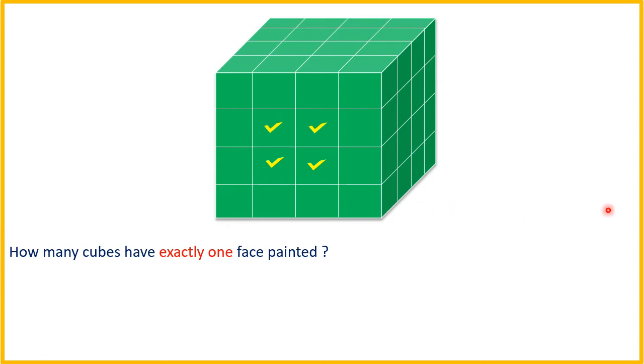So if there are 4 cubes on one face, there are 6 such faces on the bigger cube. So the answer for this question will be 4 cubes per face multiplied by 6 faces, that is equal to 24 cubes.